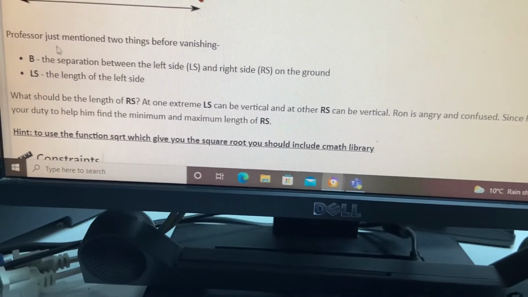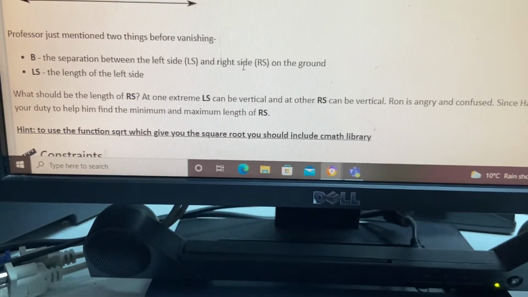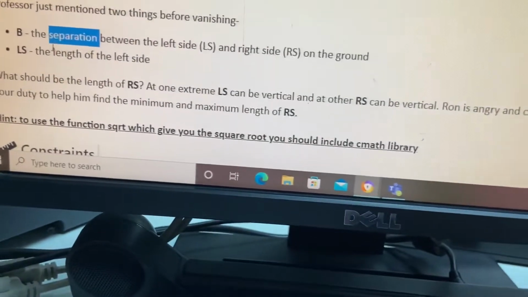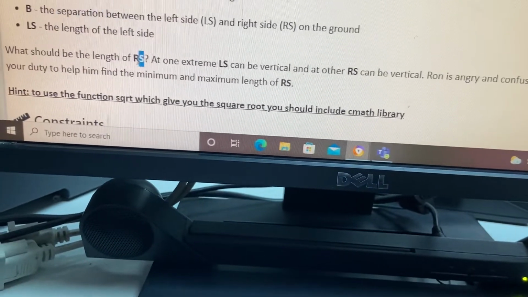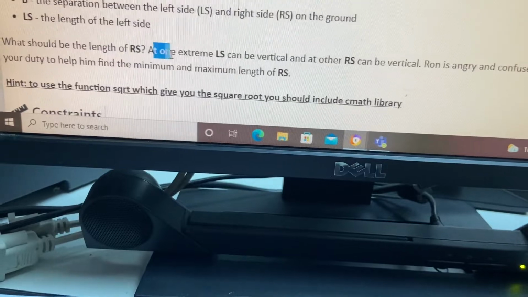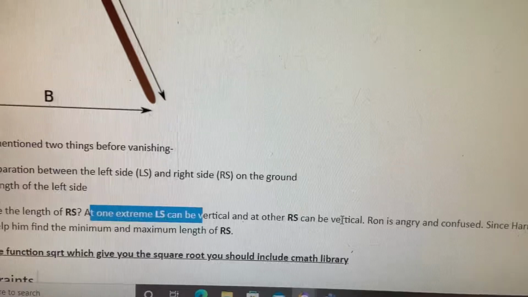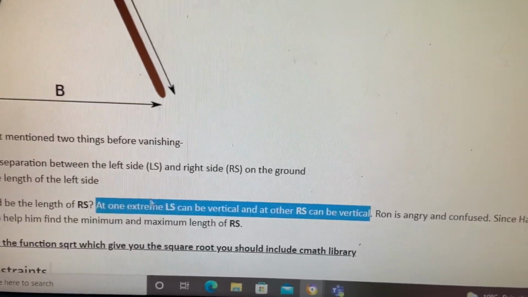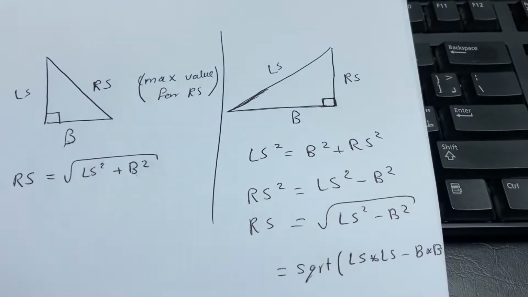The task says Professor Snape just mentioned two things before vanishing. B represents the separation or the distance between the left side and the right side, and LS represents the length of the left side. What should be the length of the right side? This is the question. At one extreme, and this is a very important note, the left side can be vertical, and at the other extreme the right side can be vertical. So these two cases help us to understand the shape of the ladder. So we have two values now for the right side length.